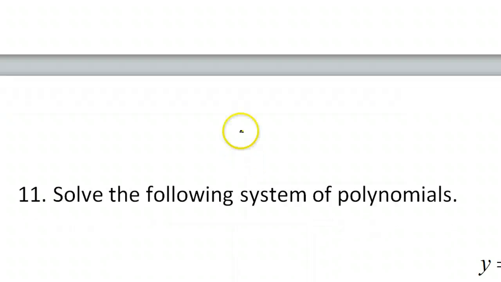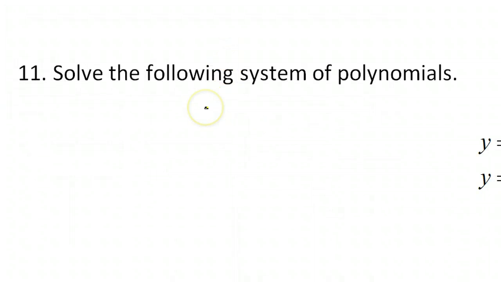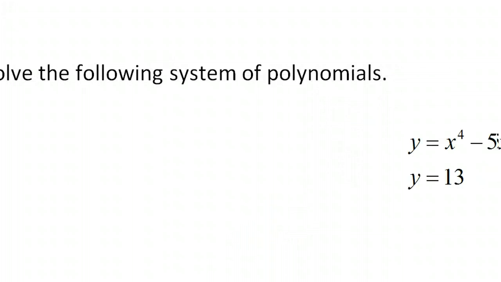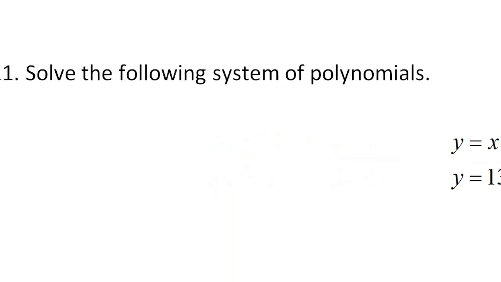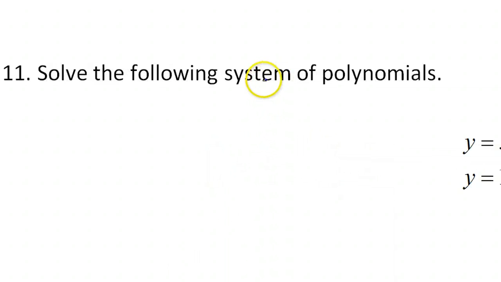Alright, let's press on to number 11. Now we are to solve the following system of polynomials. Please understand that a system of polynomials is a set of two or more polynomials. So here I have two polynomials together. That makes this a system of polynomials. Now solving a system of polynomials means finding the intersection points.